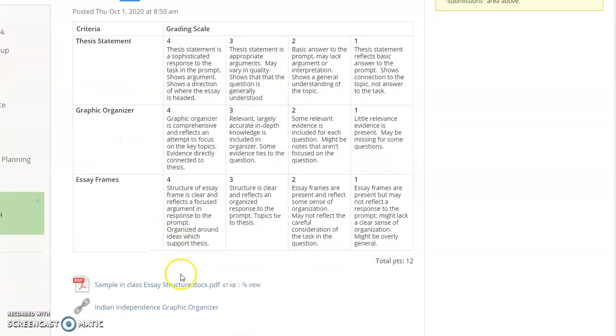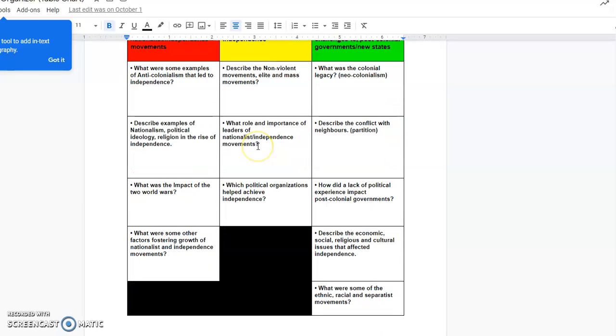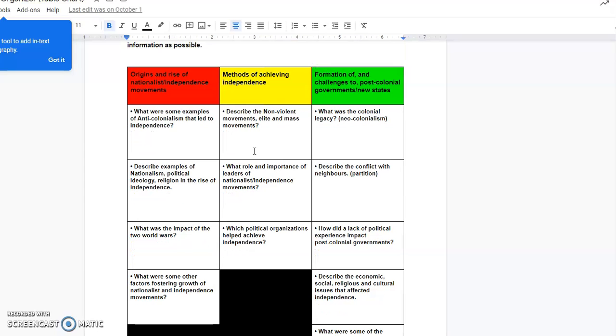Okay, so there's 2 things that are attached here. I'm going to go over first this graphic organizer, which when you open it up will give you this Google Doc. So you'll just make a copy of this and you'll be turning this in. And then in addition to this, you are going to create an essay frame with a thesis and an argument. And so first step, go through and answer these questions. You're pretty much looking at maybe 3 points for each box.